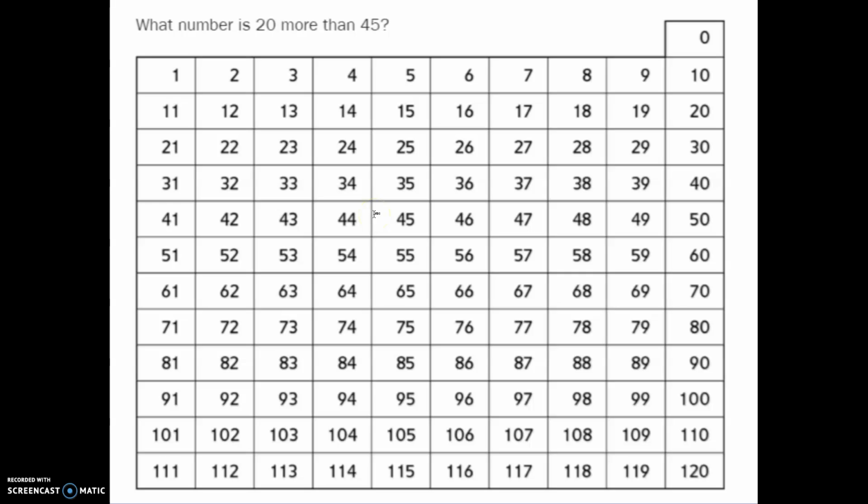Or on a number grid, if I want to find out what's 10 more, I just go down a block. So here's 45. What's 10 more than 45? Oh, 55. So what's going to be 20 more than 45? I would go down 2 blocks. There's 10, there's 20. So 65 is 20 more than 45.